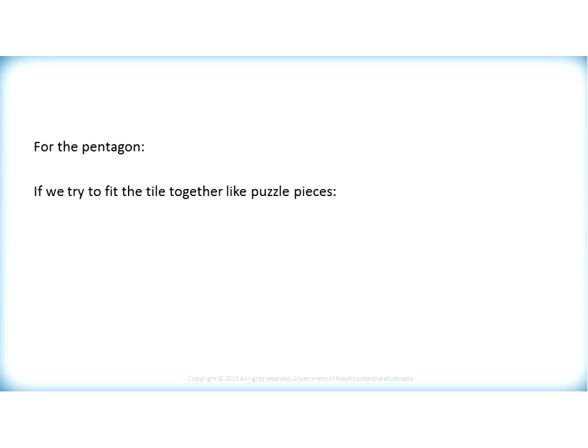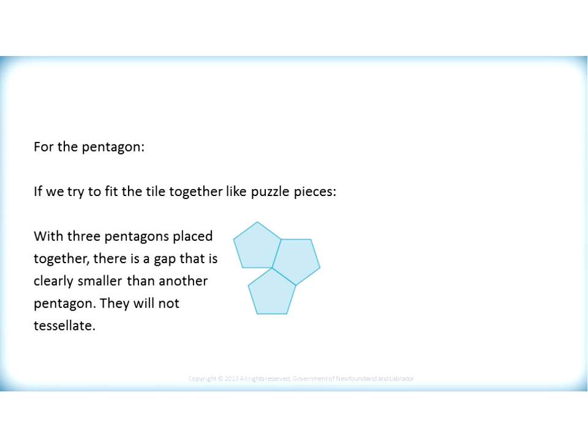How about for the pentagon? That was another option for tiling the floor. If we try to fit the tiles together for a pentagon, like puzzle pieces, this is what we're going to get. Something of this nature. When three pentagons are placed together, there is a gap that is clearly smaller than another pentagon. As a result, they will not tessellate. There's no way you can squeeze a regular pentagon into the hole that is created in this shape. The hole, I should point out, is right here. I'm referring to it as a hole in our shape.